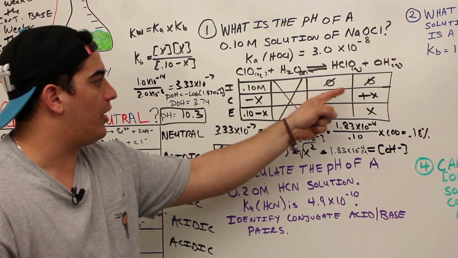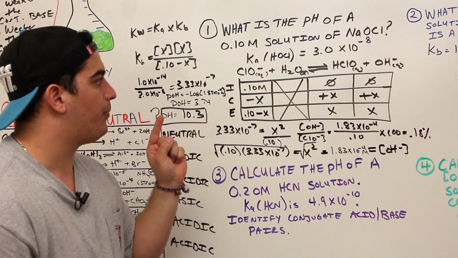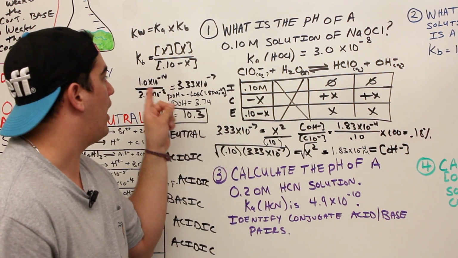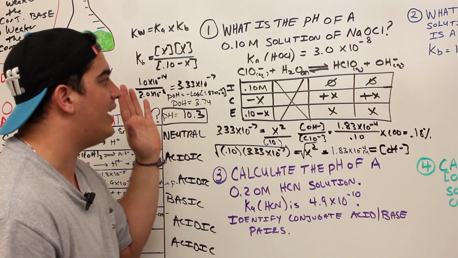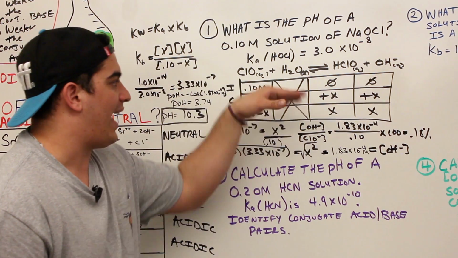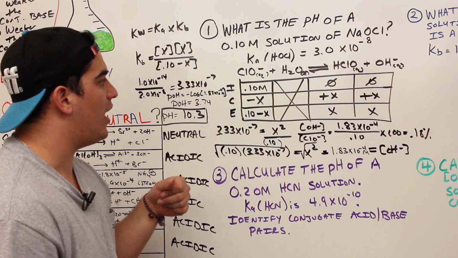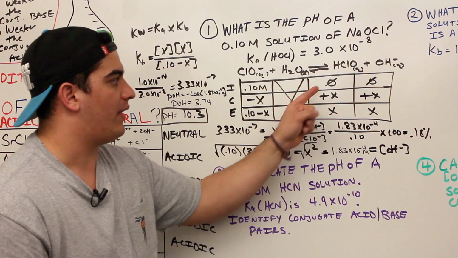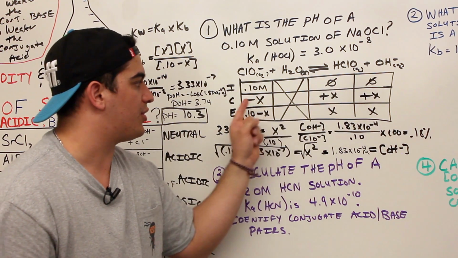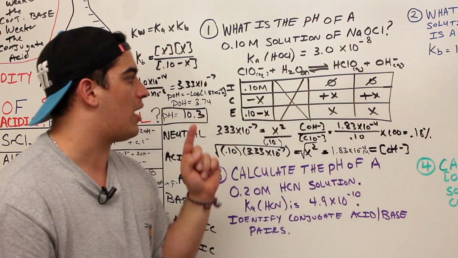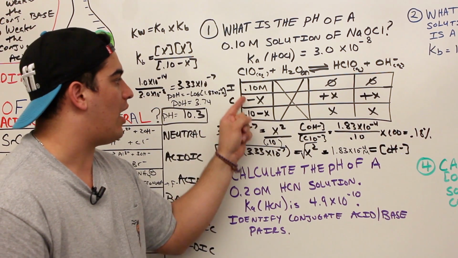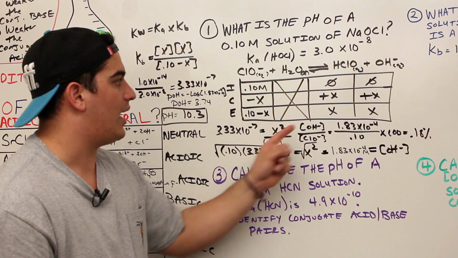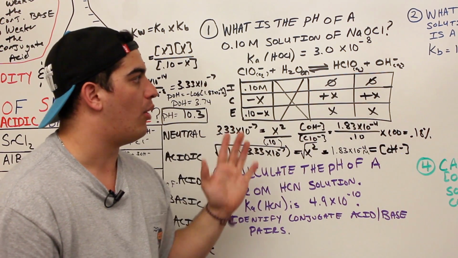Using an ICE table, you write out your initial, your change, your equilibrium. And remember, anything in the liquid or solid state is not even a part of the Ka expression or Kb expression or Kc expression, so you just cancel it out. Then write all those concentrations in respectively. The changes are always minus for the reactants and plus for the products. Then take your I and your C and add them together to get your equilibrium, which in this case is 0.1 minus X, and 0 plus X, which is both X.